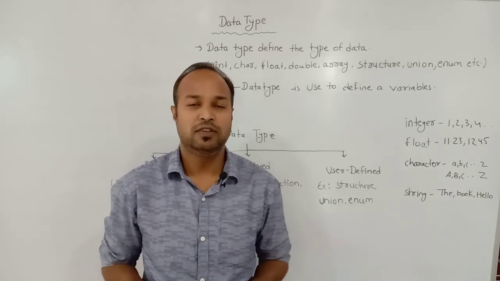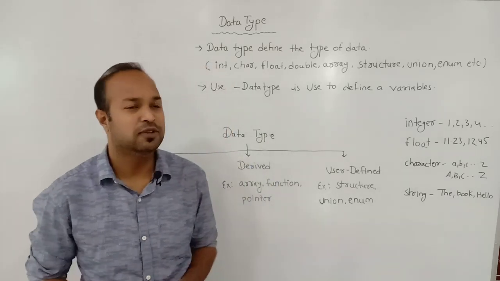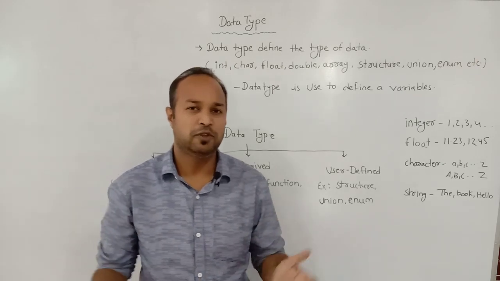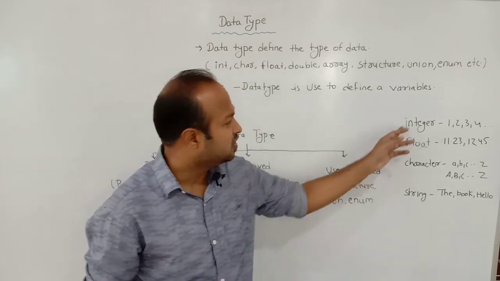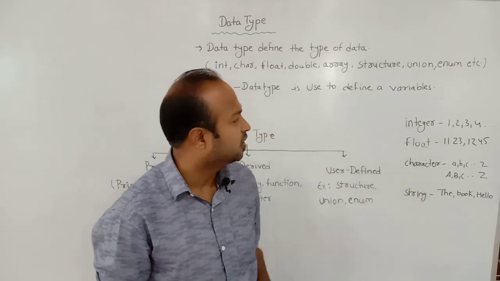Hello friends, in this video we are going to study about the data types in the C language. There are different types of data, for example, integer data, float data, character data and string data.